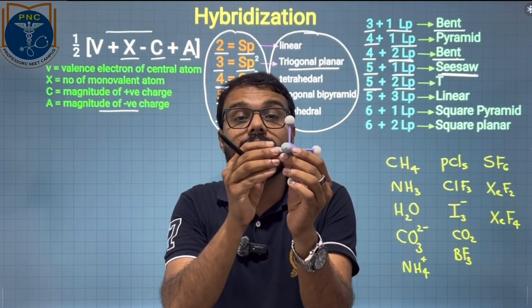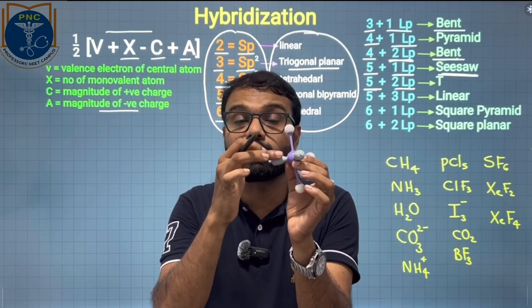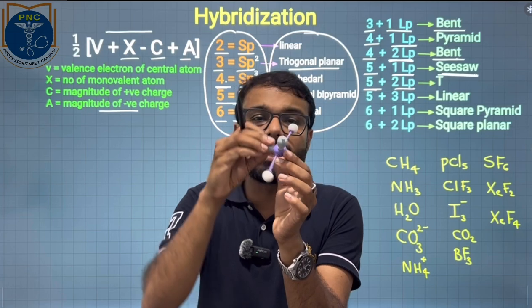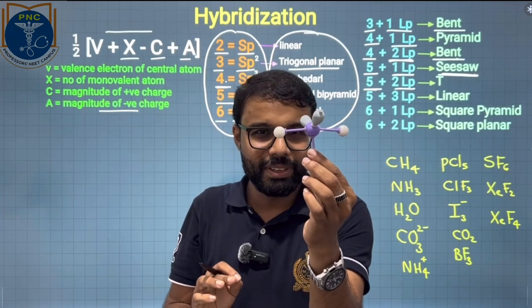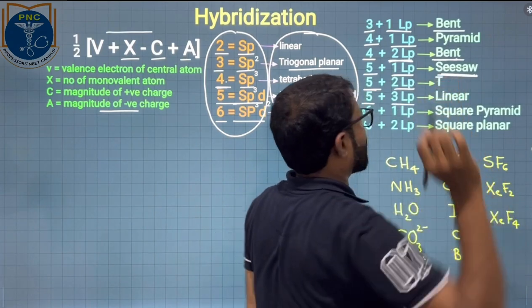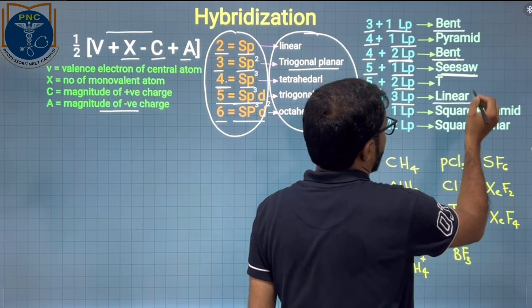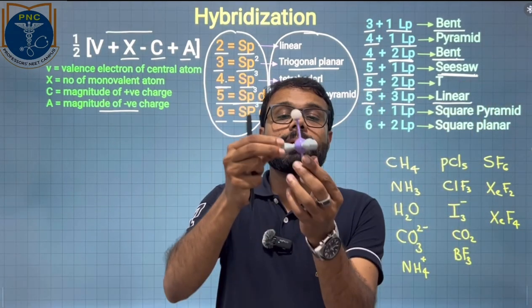Actually, it was trigonal bipyramid, but here we have 2 lone pair. So 2 lone pair replaces 2 bond. So forget this bond, then the shape will be what? T shape. Now, if we are getting 5 and 3 lone pairs, then the shape will be linear. It will be like this.